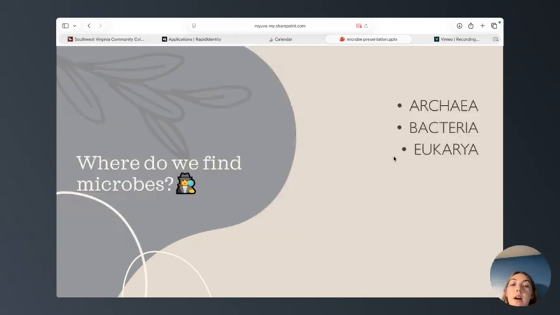Where do we find microbes? So we find microbes in archaea, which are unicellular prokaryotic organisms. Archaeal cell walls do not contain peptidoglycan. And then we have bacteria. So most bacteria, I know it sounds a little scary, can actually be harmless.